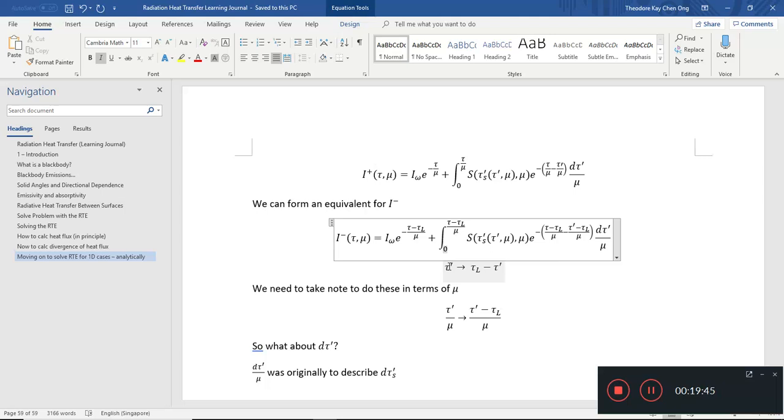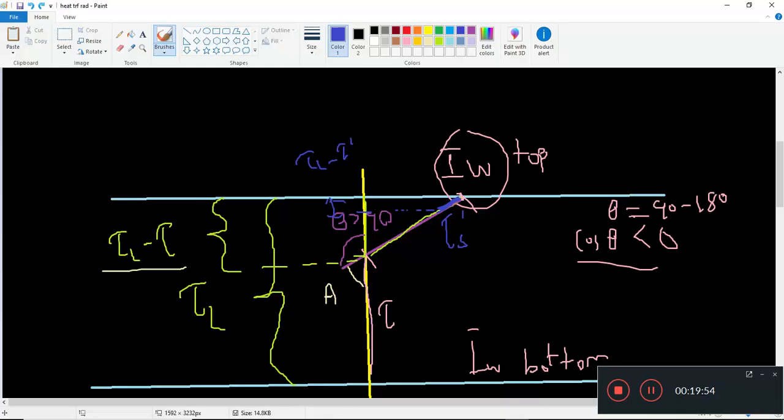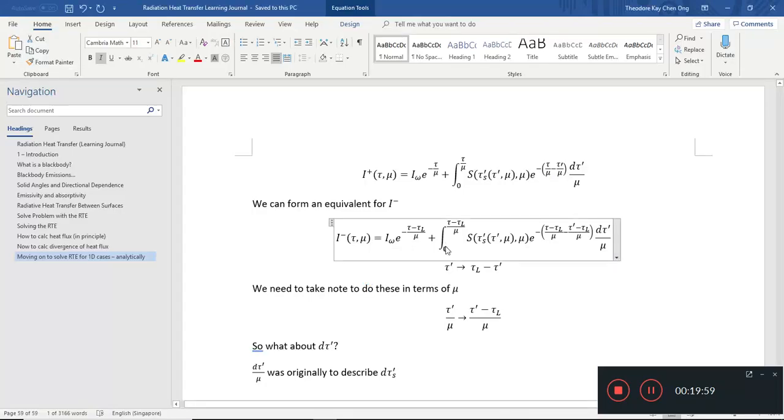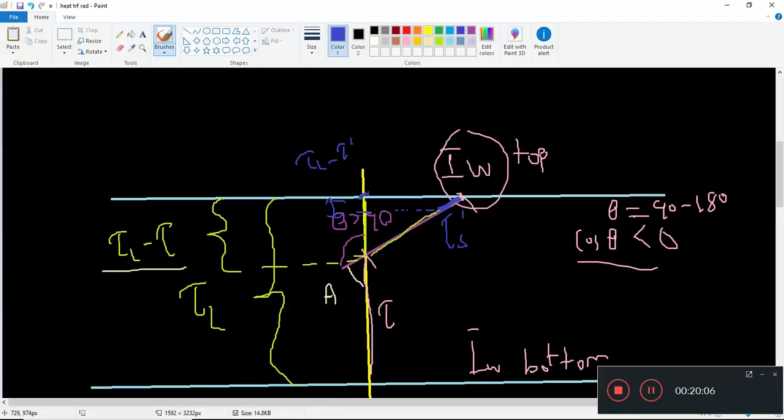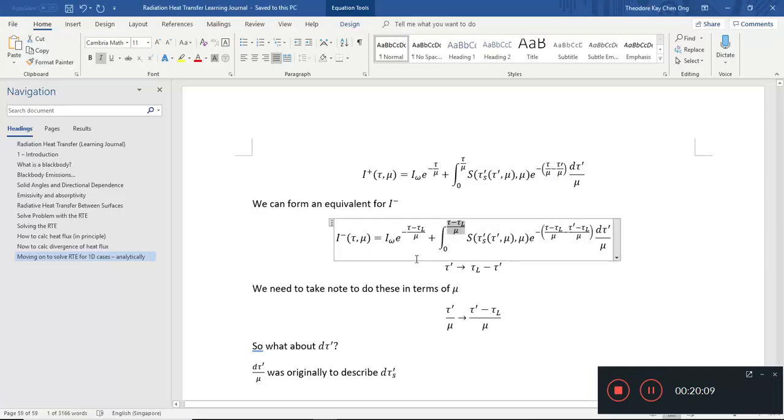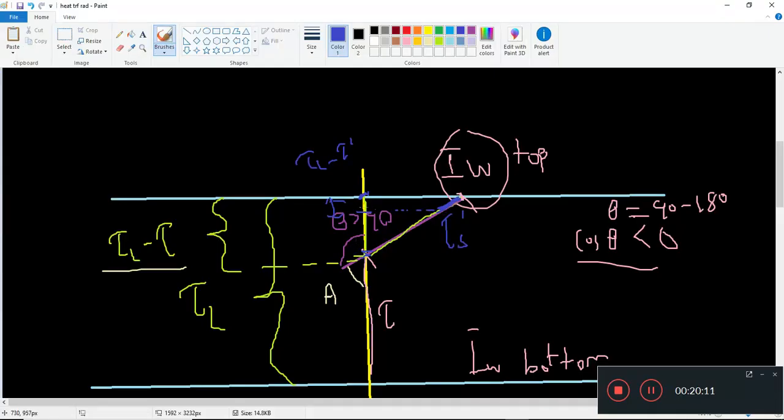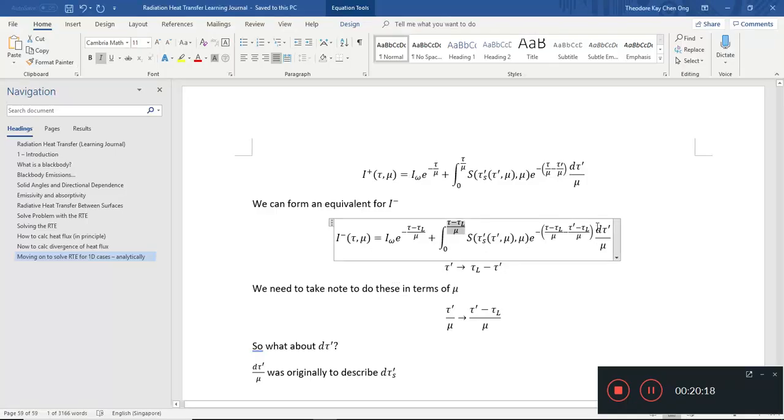Yep, so that basically means from the point here, where tau equals tau L, to this point, which is tau minus tau L over mu, which is over here. Okay, this whole distance here.